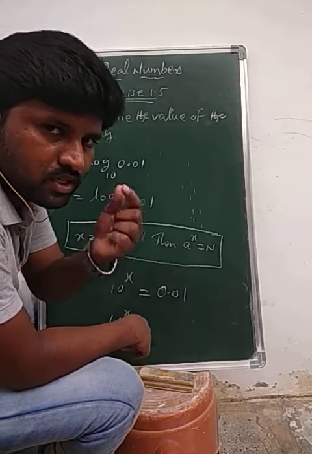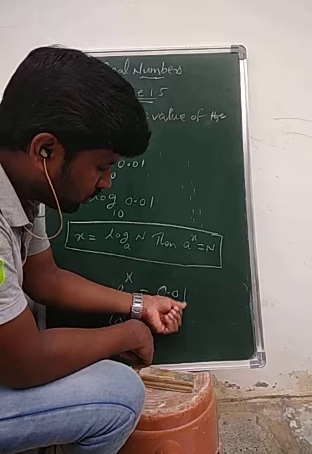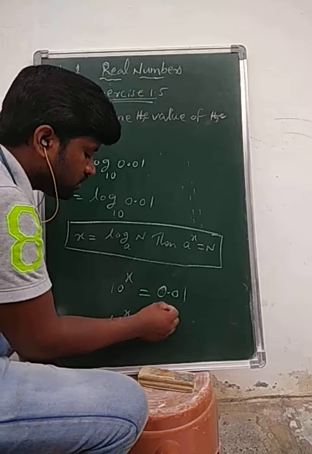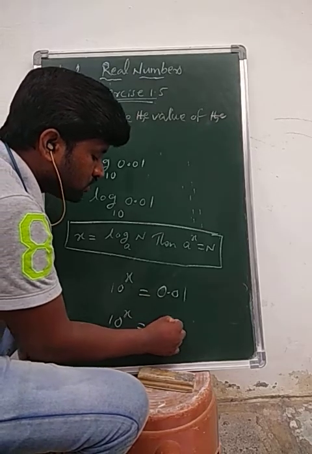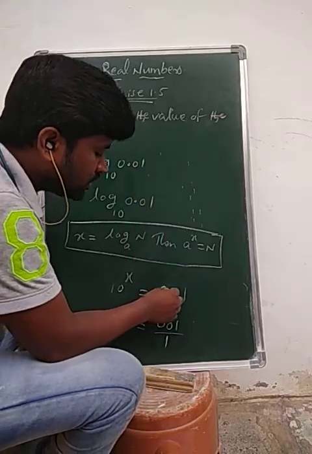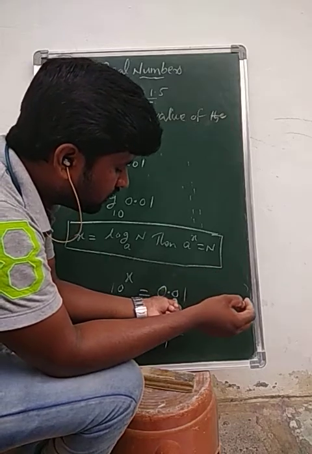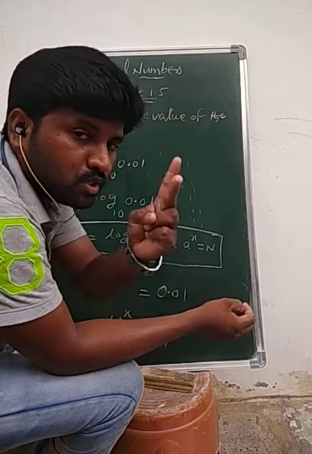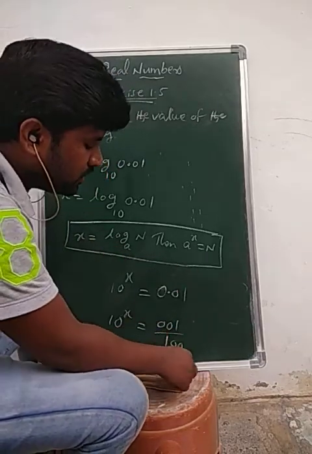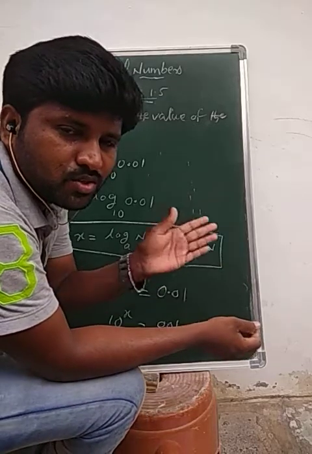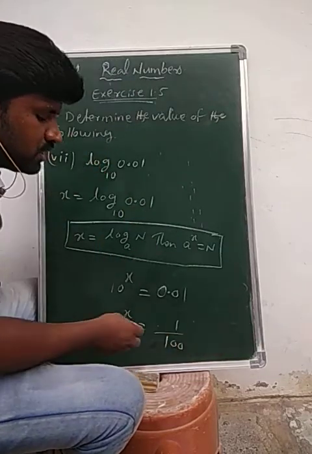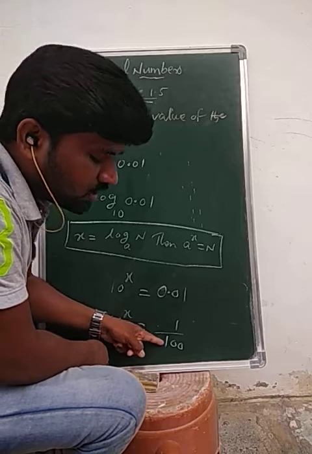Now 10 power x is equal to 0.01. First of all, you just write it without the point. Think there is no point, just write the digits 001 by 1, taking the denominator as 1. Now how many decimal places are there? Two decimal places are there. That's why you write 2 zeros on the right side of 1. Zeros on the left side of 1 have no value, so we erase them. So we get 10 power x is equal to 1 by 100.